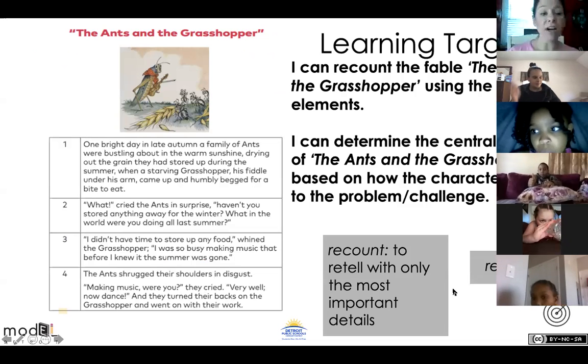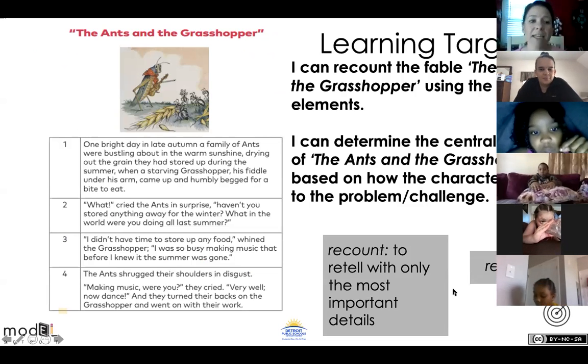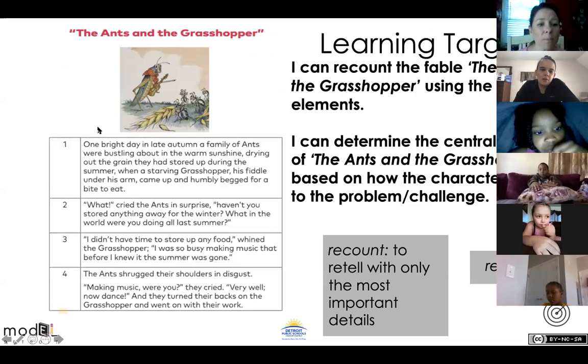You want to go first? Sure. I'll read section number 1 of The Ants and the Grasshopper. You follow along right over here.